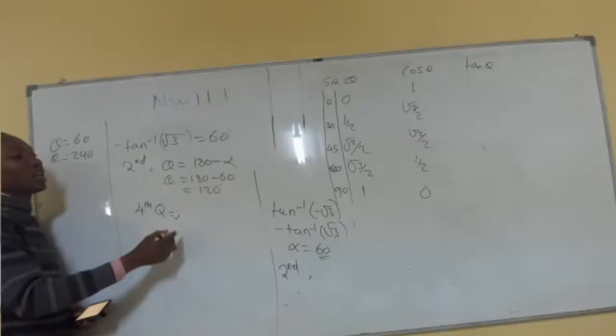So now that we know what theta is in those quadrants, x is therefore equal to 60, 120, 240, and 300 degrees. This is the answer for x for that particular equation. This is how you go about such questions under trigonometry.